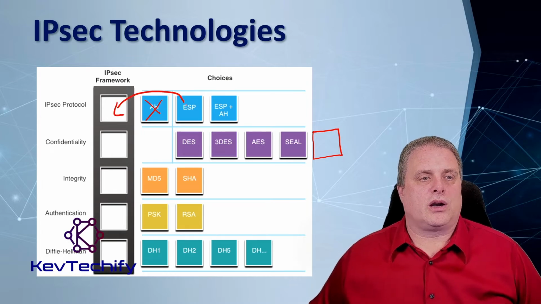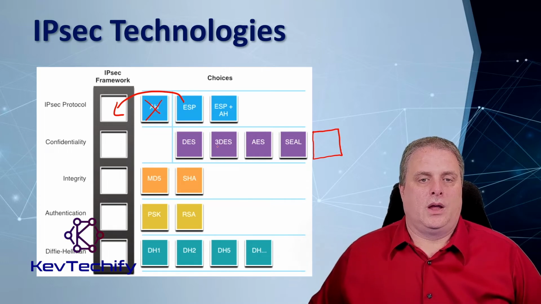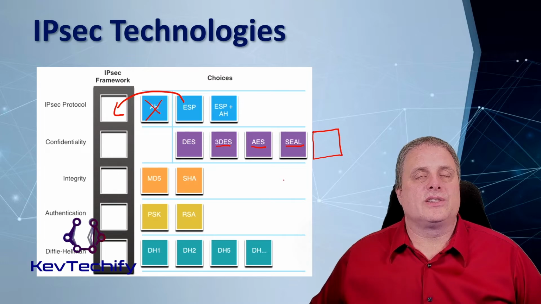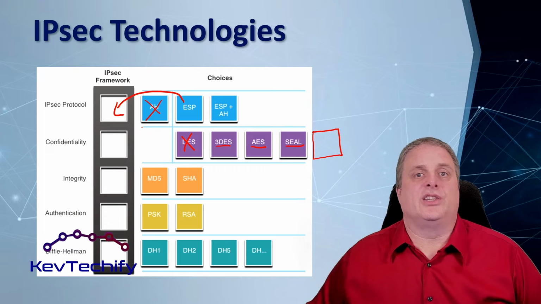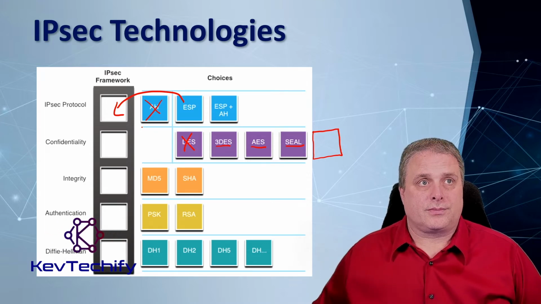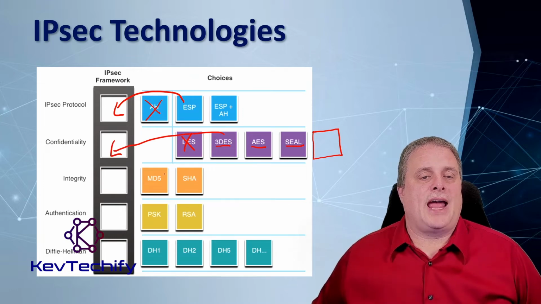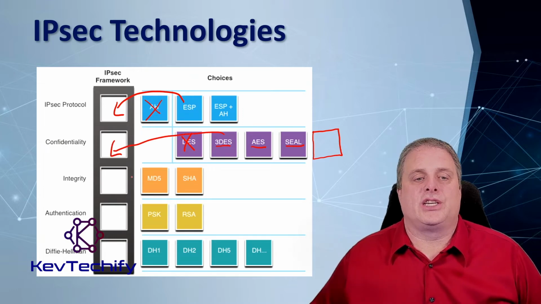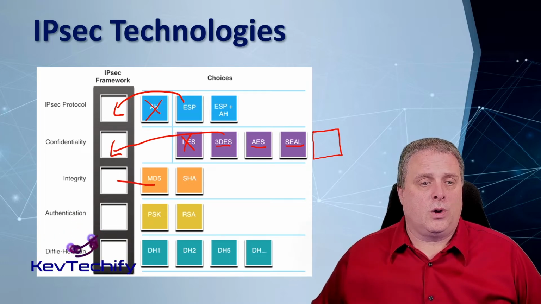Then once we choose what protocol we're using, what encryption are we using? Now you should use triple DES, AES, or even SEAL if it's available. Don't use DES. That's been proven to be insecure, unreliable. So we can go ahead and pick our confidentiality. Now what are we going to do for integrity, our hashing, to make sure our data hasn't changed? You can pick either MD5 or SHA. Go ahead and do that.